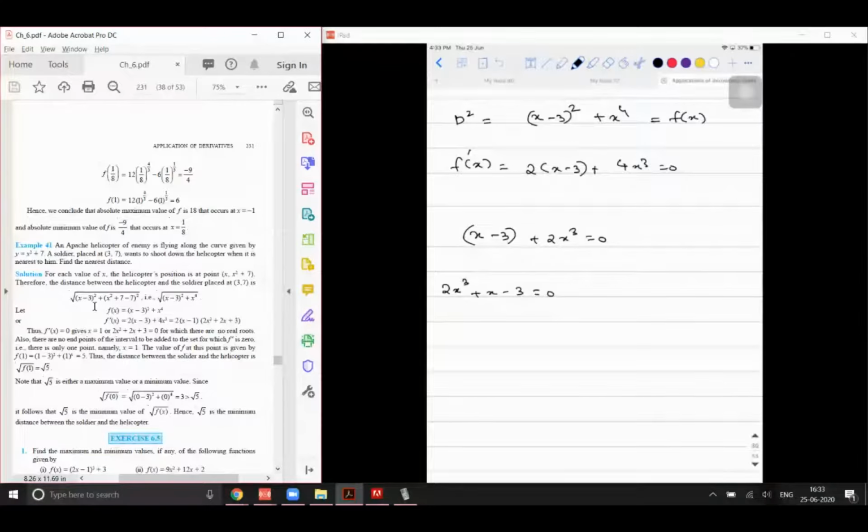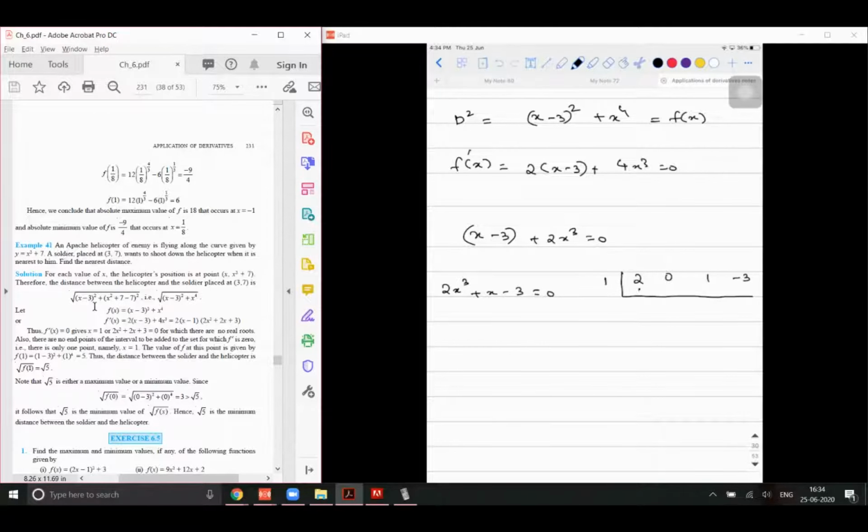So here, if I substitute 0, it will not satisfy because I have a constant. Now I'll try 1. If I substitute 1, will it satisfy? 2 into 1 plus 1, 3. 3 minus 3, yes, it is 0. So 1 is one of the roots of the equation. Then you put a bracket like this. Then write down the coefficients of x cube, x square, x and the constant. So 2, the coefficient of x square is 0, the coefficient of x is 1 and the constant is minus 3. So what was the root that satisfied it? It was 1, right? So write down 1 here.